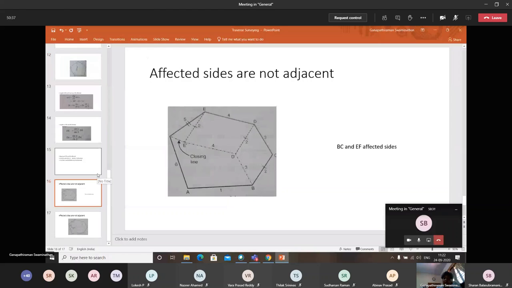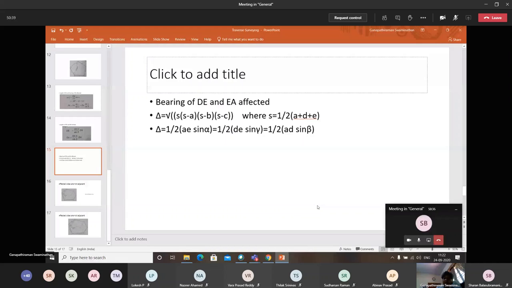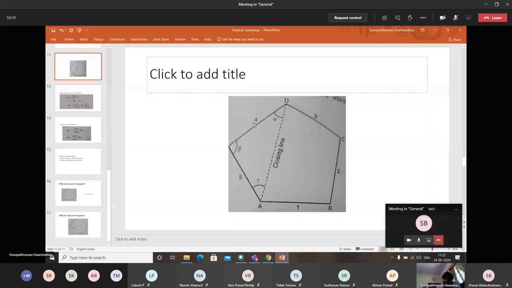Bearing of D and E are affected. What is that delta I put? Area of triangle. Okay, area is equal to what? What is this side? This side is small d, and this side is small e, and this side is small a. So what we know is a, d, e. So the perimeter of the traverse is a plus d plus e. Semi-perimeter is half of a plus d plus e.